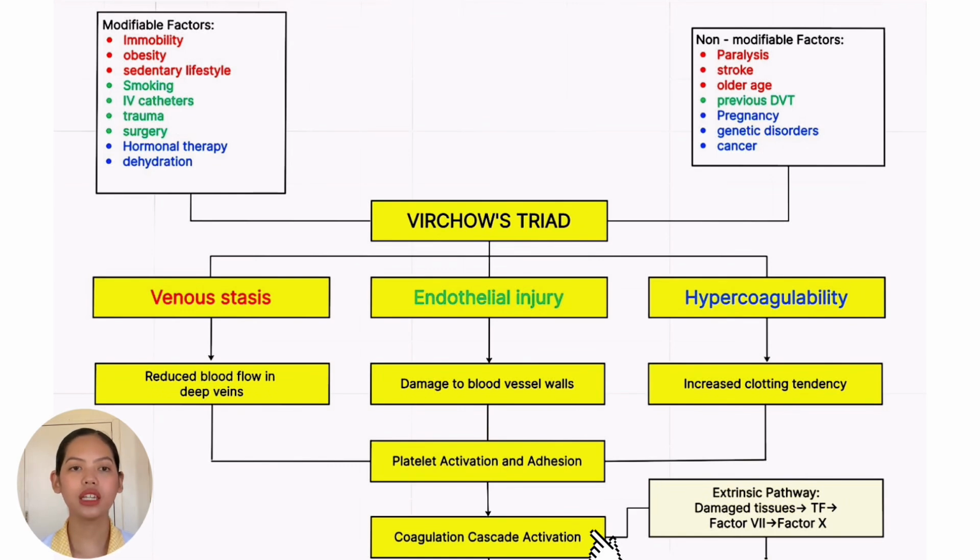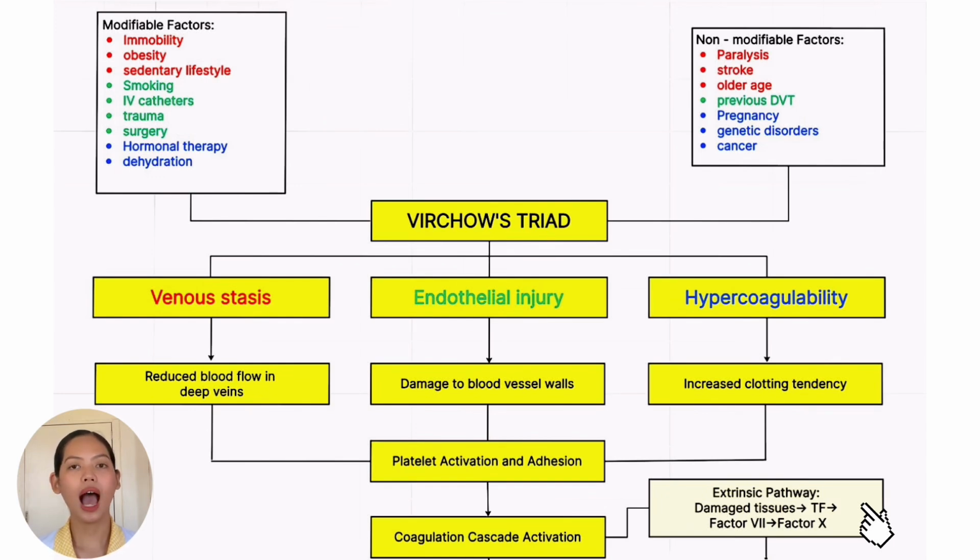It involves a series of steps where proteins, called clotting factors, work together like dominoes. One activates the next, and so on. So the coagulation cascade has three pathways, which are the extrinsic, intrinsic, and common pathways. So the extrinsic pathway starts when there is damage to the blood vessel walls or blood vessel tissues.